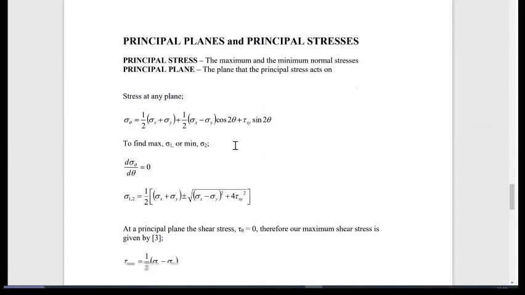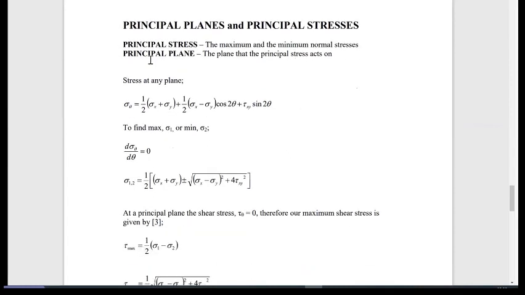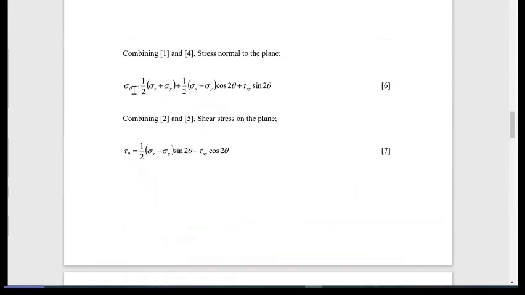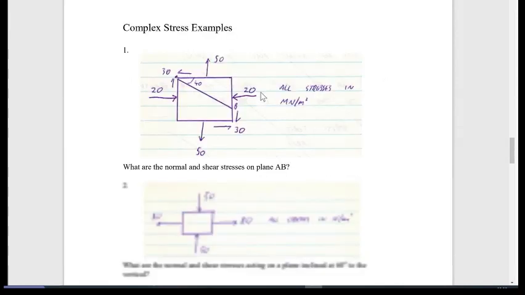Okay, so what we're going to do today is look at our principal stresses and where these occur, our principal planes. So the principal stress, the maximum and the minimum normal stress, the principal plane, the plane on which the principal stresses act upon. Okay, so this is the equation that we came up with last time. So equation number 6 here, sigma theta is a half sigma x plus sigma y plus a half sigma x minus sigma y cos 2 theta plus tau xy sine 2 theta.